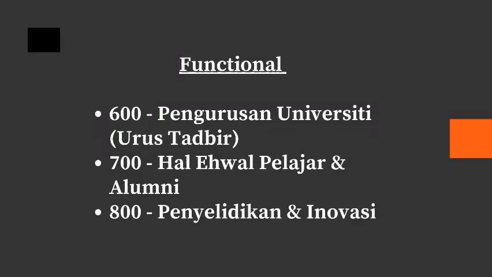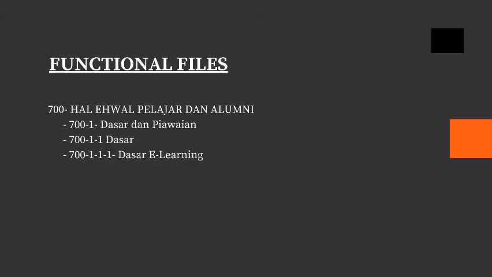The second one is functional, consisting of 600 pengurusan universiti, urus tadbir, 700 for hal ehwal pelajar dan alumni, and 800 penyelidikan dan inovasi. This is the example for functional files for 700 hal ehwal pelajar dan alumni.